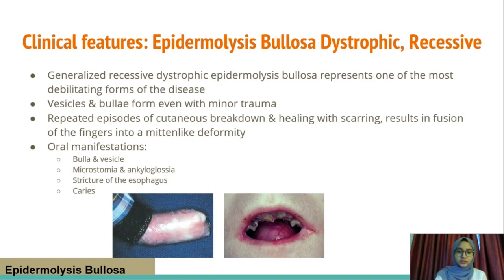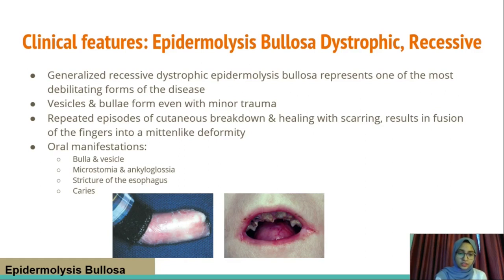Generalized recessive dystrophic epidermolysis bullosa represents one of the most debilitating forms of the disease. Vesicles and bullae form even with minor trauma. If the patient manages to survive into the second decade, then hand function is often greatly diminished because of the repeated episodes of cutaneous breakdown and healing with scarring, resulting in a fusion of fingers into a mitten-like deformity. The picture on the left shows the mitten-like deformity.